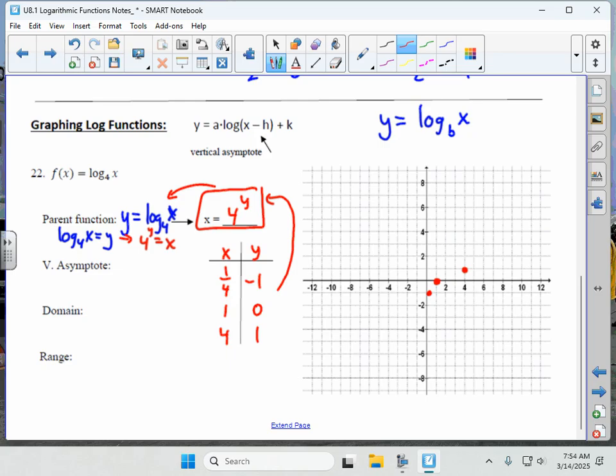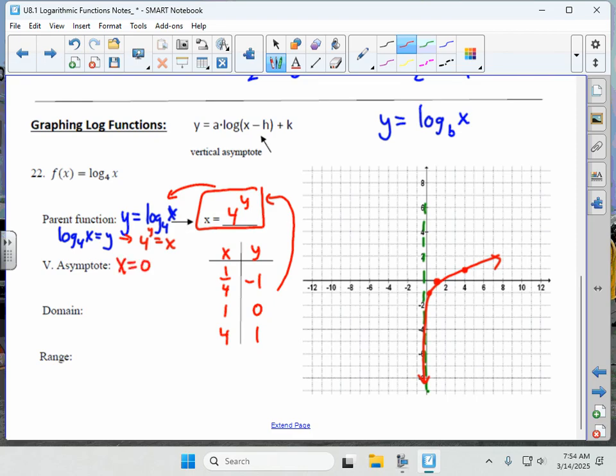This has a vertical asymptote, and it always starts on the y-axis. Then we go straight down and off to the right. So the vertical asymptote is based off the h value this time, not the k value like in exponentials. Our vertical asymptote is going to be x equals 0.